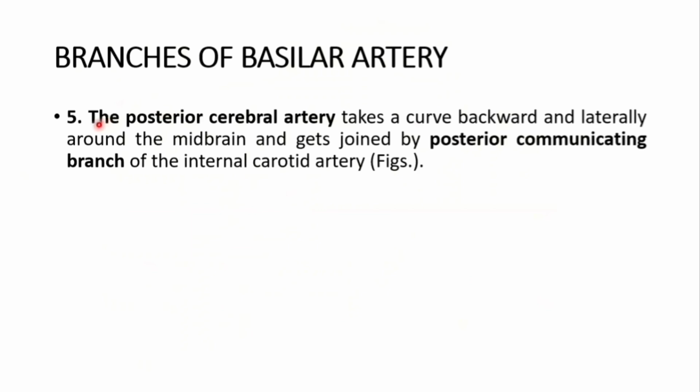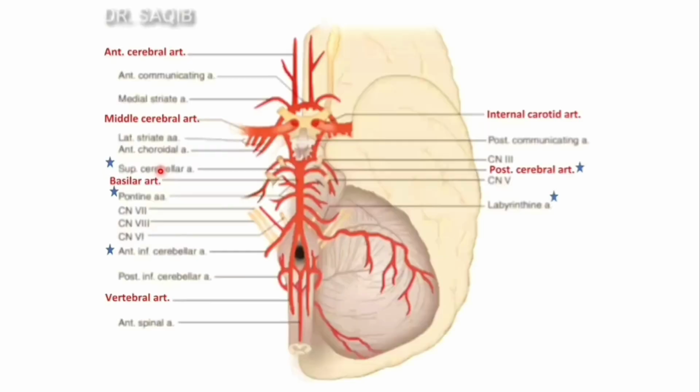Another branch is the posterior cerebral artery, very important. The posterior cerebral artery takes a curve backwards and laterally around the midbrain and gets joined by the posterior communicating branch of the internal carotid artery, right? So this is the posterior cerebral artery, and here it gets joined by the posterior communicating artery. Here you could see this constituting the posterior part of the circle of Willis.